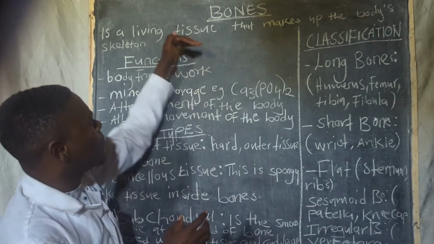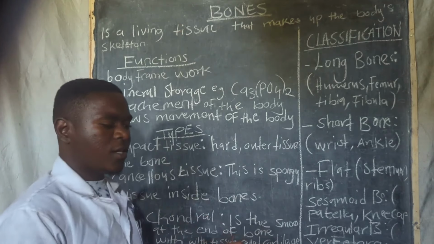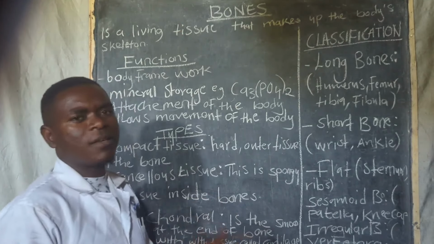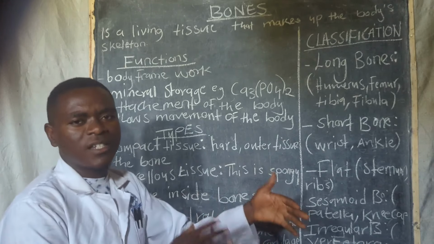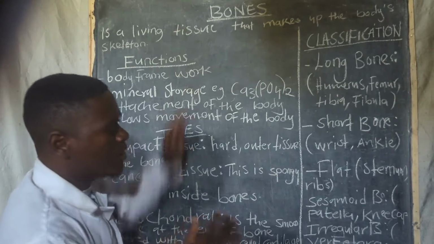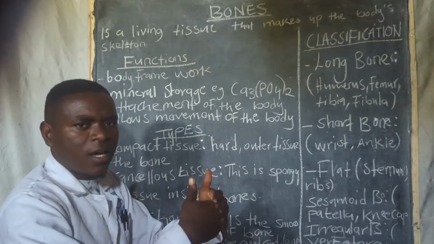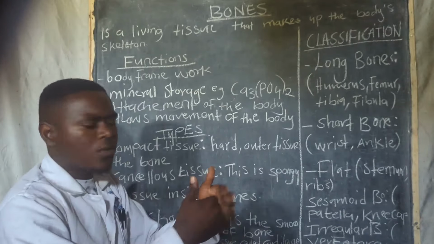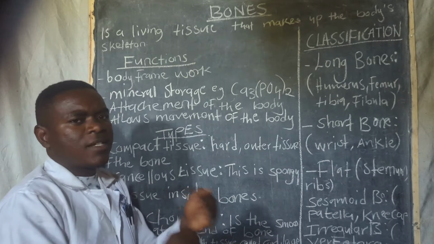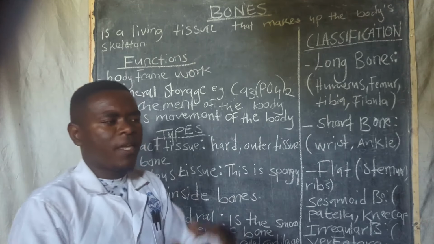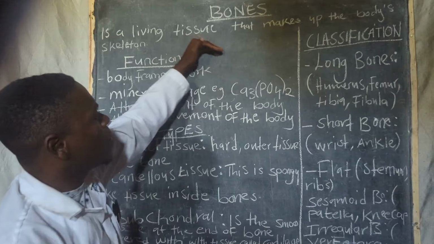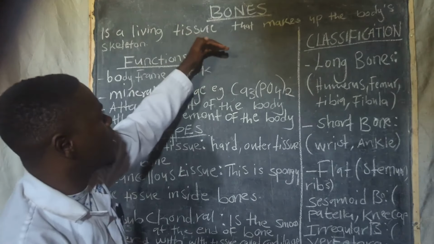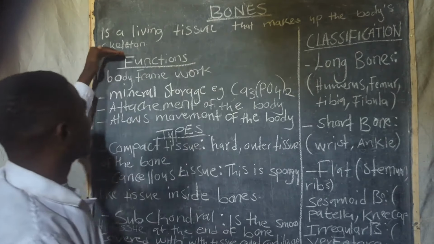When we are talking about a tissue, we are just talking about a group of cells with similar structures, and they perform a specific function. That is a tissue. So this is just a group of what? Cells. You know that a cell is a living organism. So those groups of living organisms with similar structures that perform a specific function is what a tissue is. So now we are saying that these are living tissues that make up the body's skeleton.